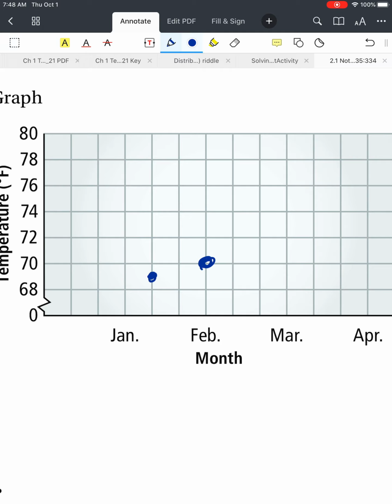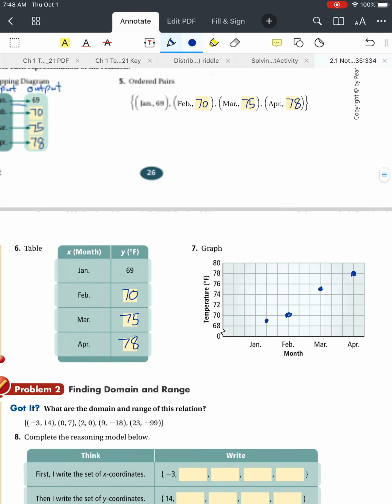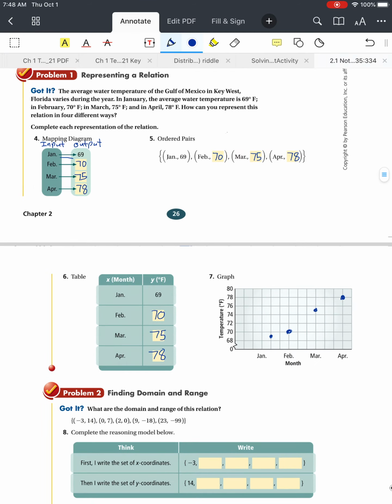March, 75. Where are you at? Right about here. Then April was 78. There we go. So actually, of these 4 different ways we just did, mapping's probably the only new one. That one's a little bit more not used quite as much.